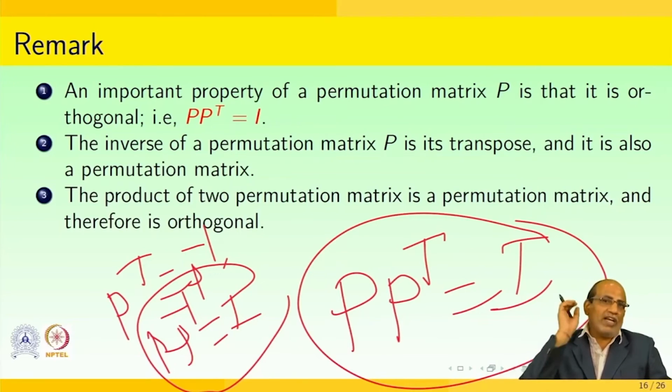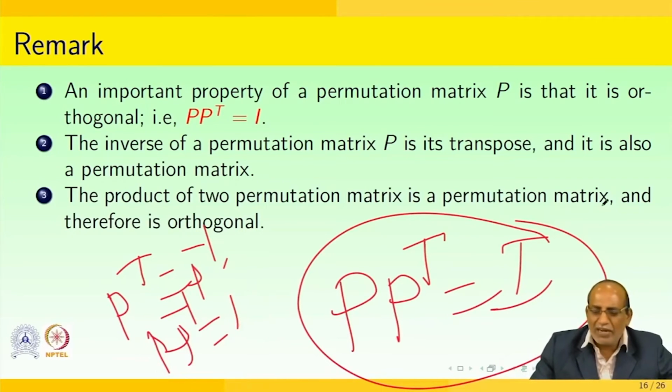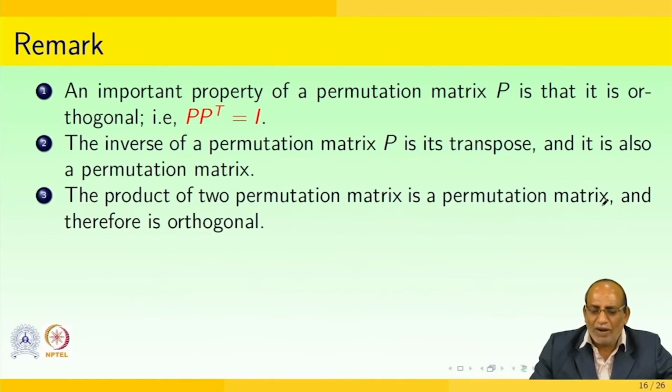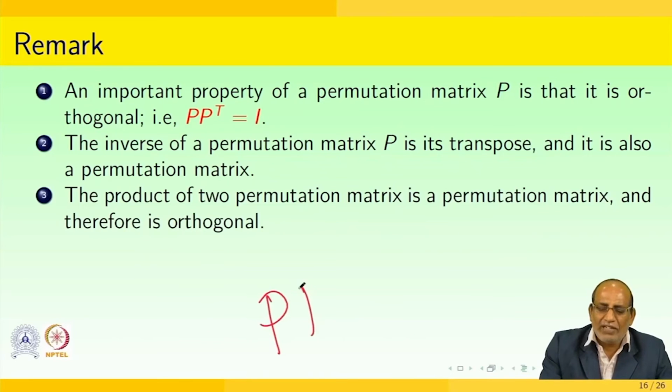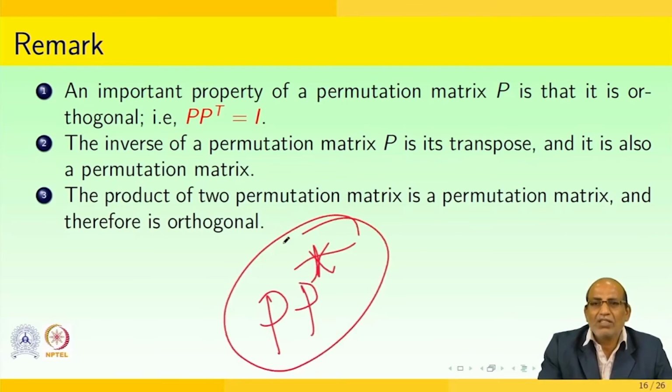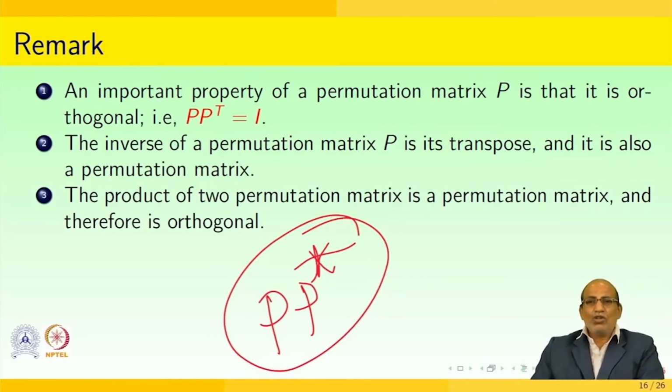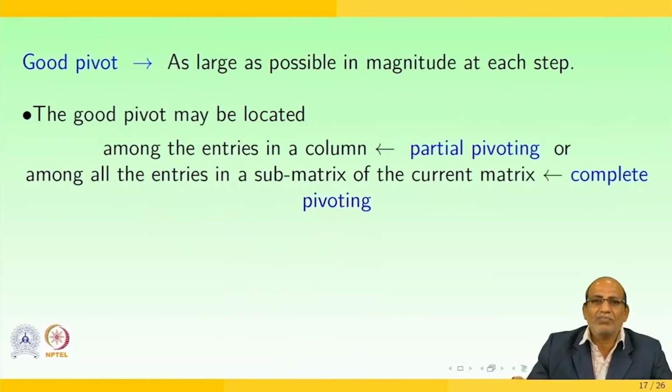Now look here: the product of two permutation matrices is a permutation matrix and therefore is orthogonal. As we already said, a permutation matrix turns out to be an orthogonal matrix, and if you take the product of two permutation matrices, P into P star, it is again a permutation matrix and therefore an orthogonal matrix. If the matrix is orthogonal, then many computations boil down. We will see in due course how it will be helpful to us.